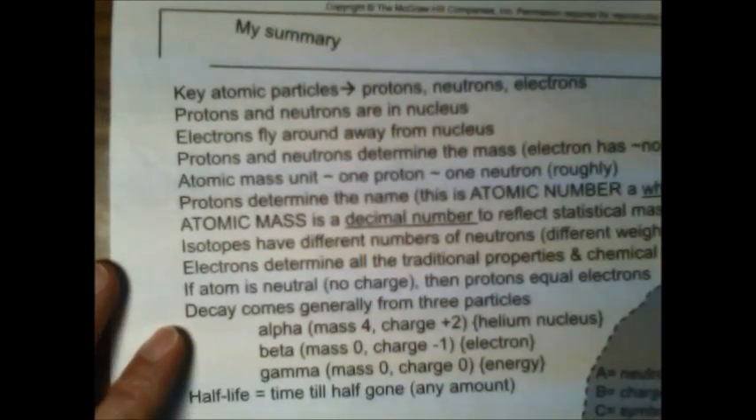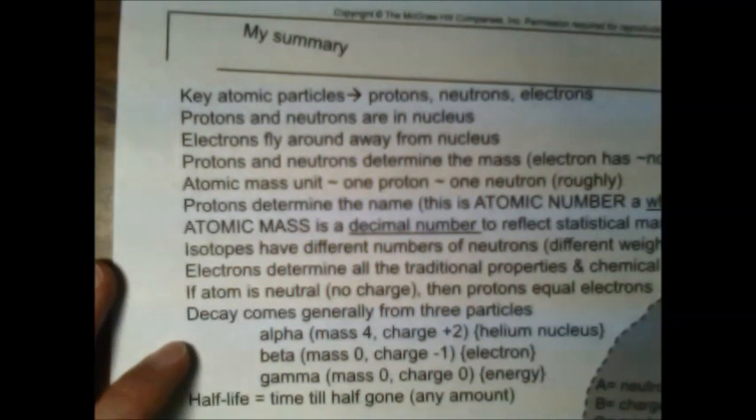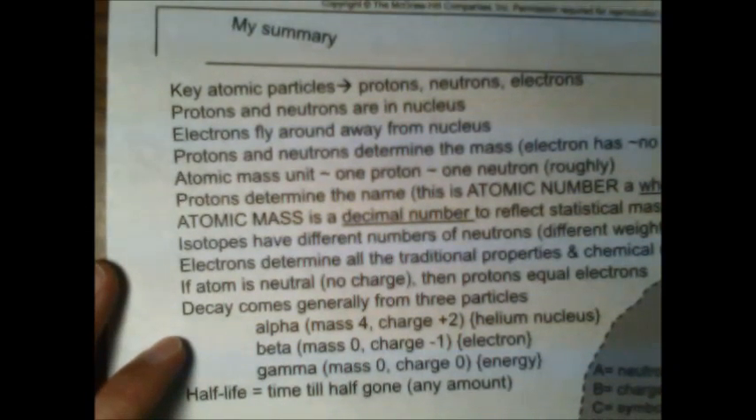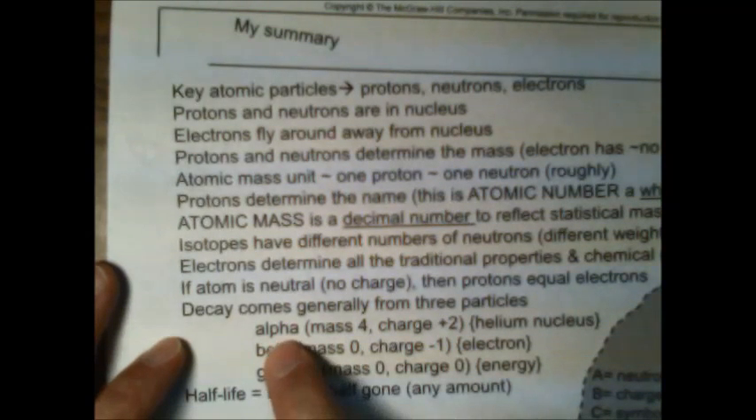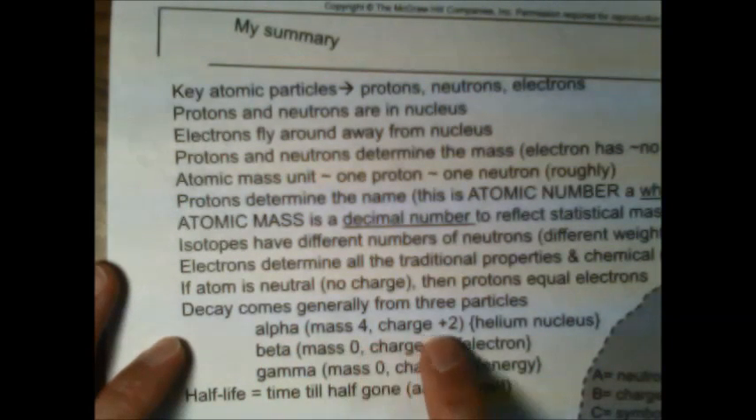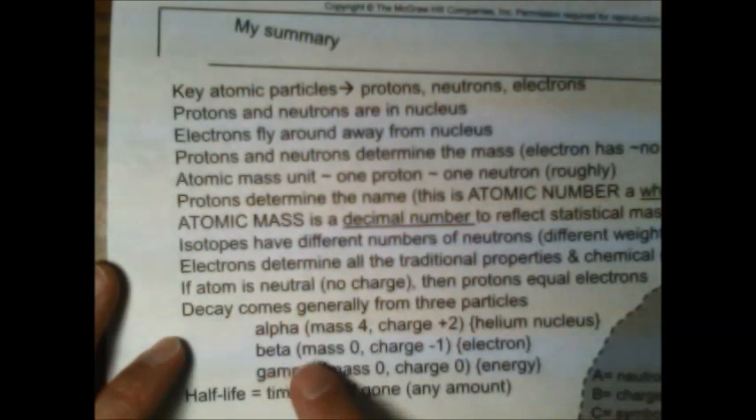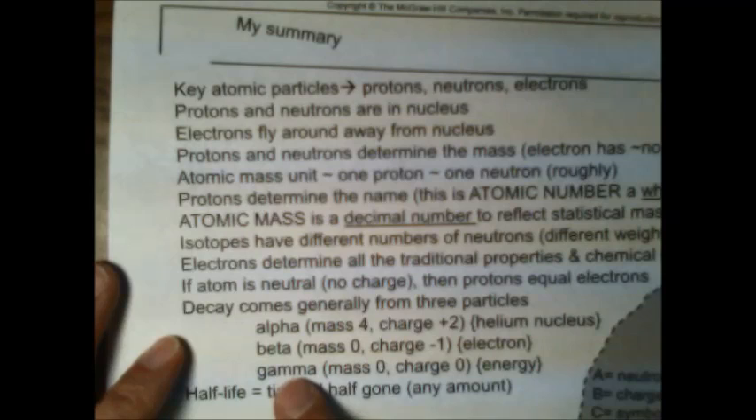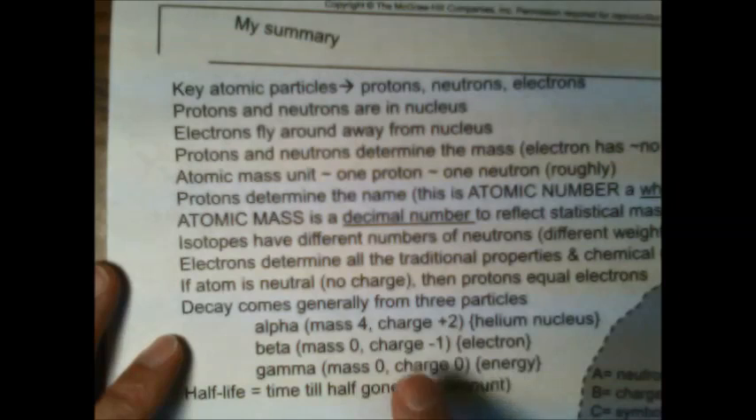Decay: if we have an unstable nucleus, meaning an unstable number of neutrons and protons in the nucleus, then it's going to seek a more stable configuration, and it'll kick out different particles. Predominantly, the particles that are kicked out are going to be alpha, beta, or gamma. The alpha particles have a mass of 4 and a charge of 2, and that's essentially a helium nucleus. Beta particles have a mass of 0 and a charge of -1. That's essentially an electron. Gamma particles have a mass of 0 and a charge of 0. That's essentially pure energy.